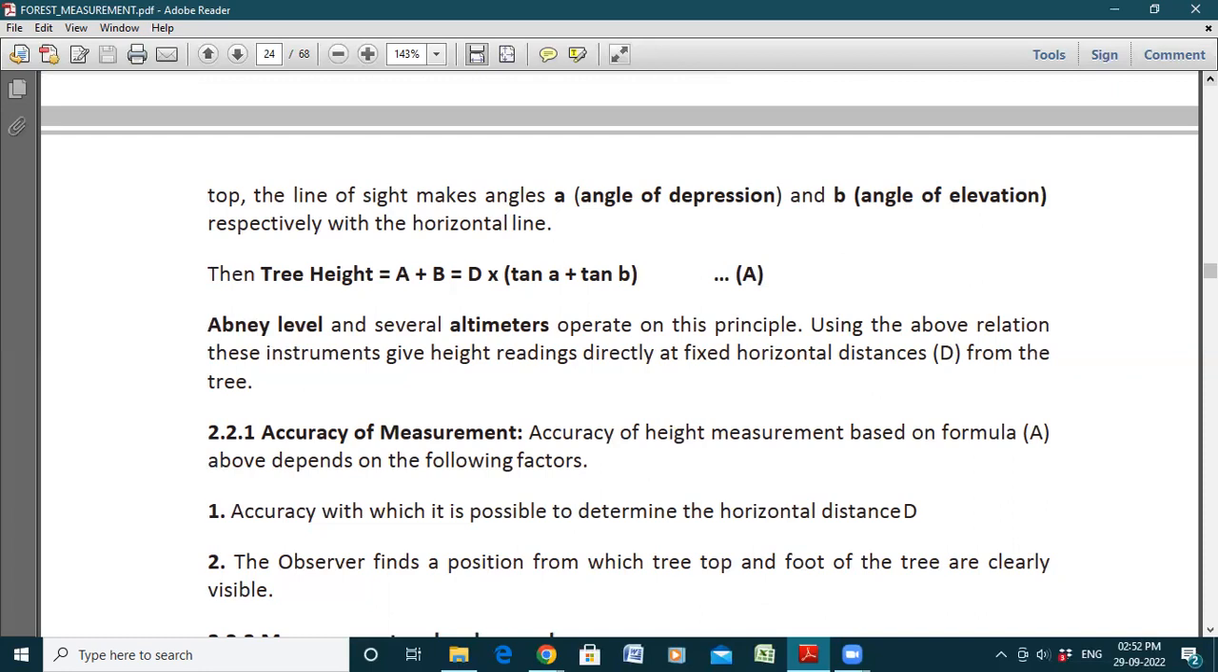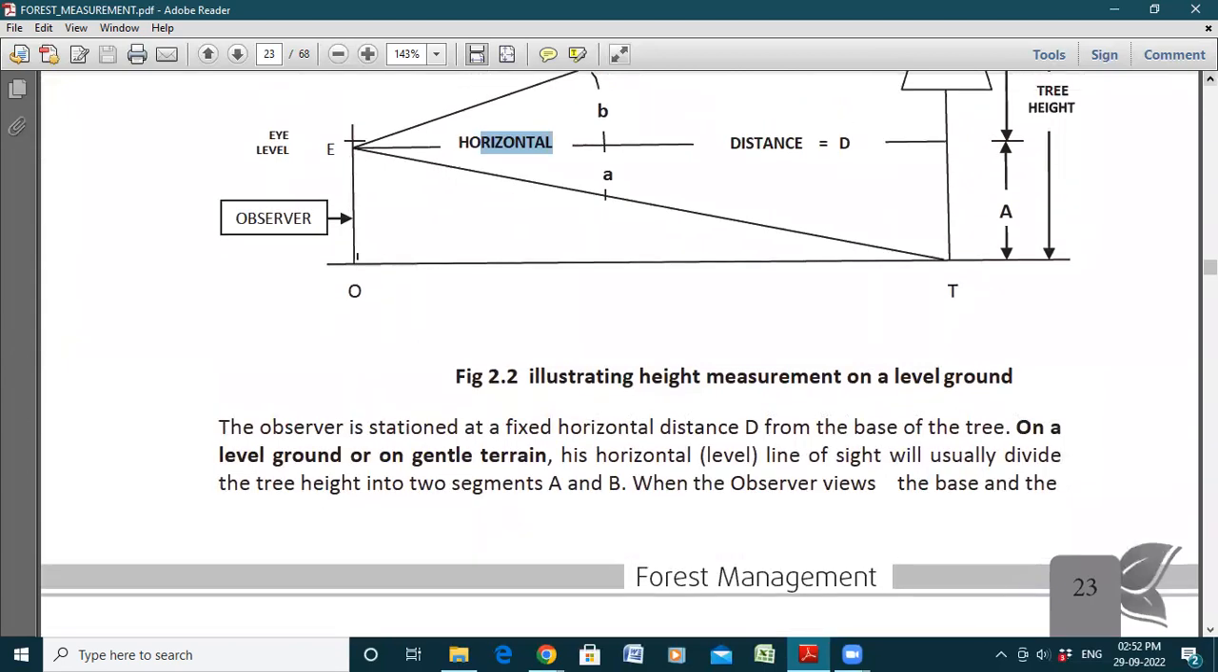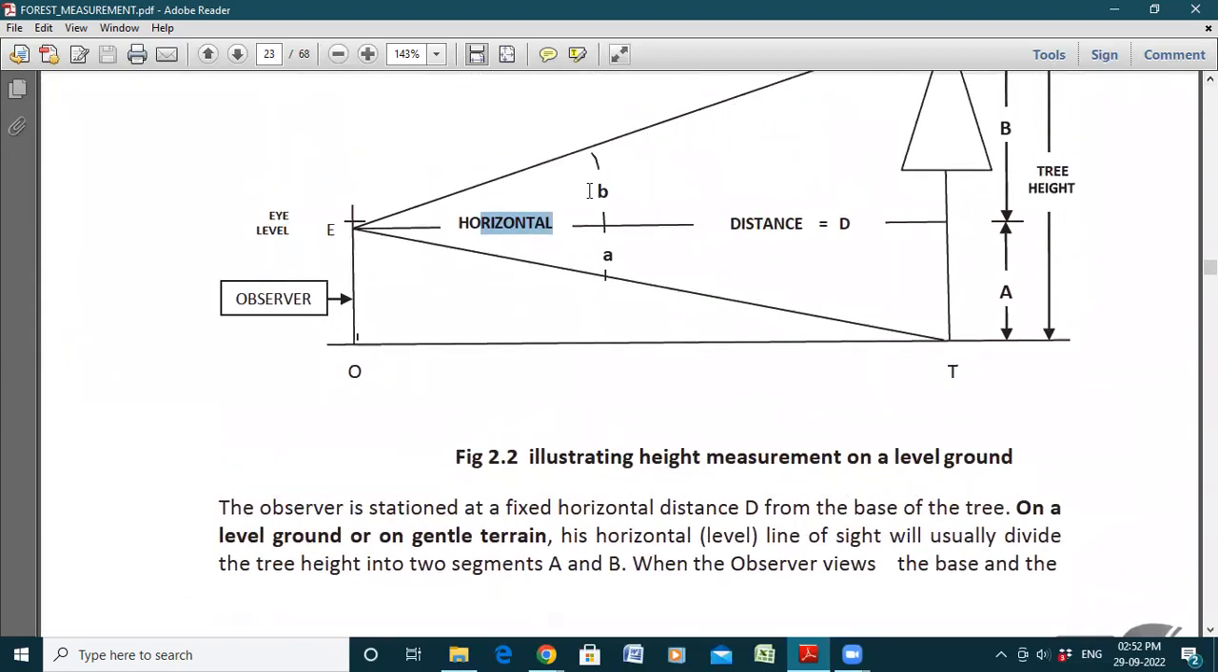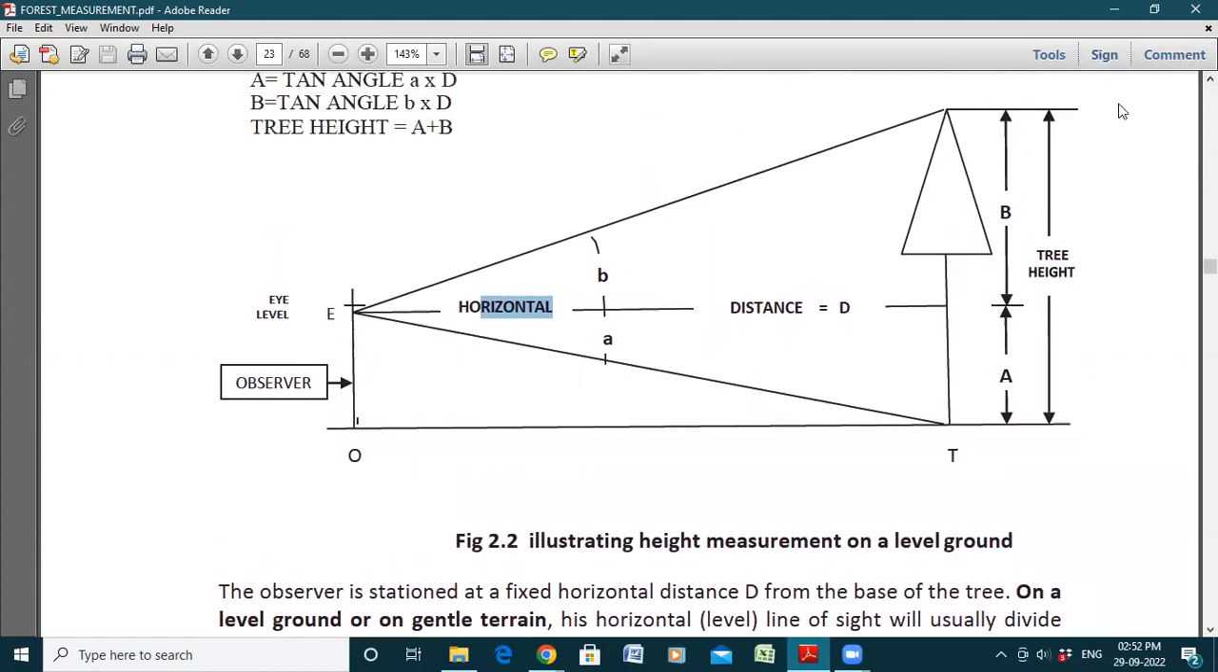Once again, I am showing this in the diagram. The angle of depression is A, the angle of elevation is B, and our total tree height is A plus B. D is the distance from the observer's eye level. So the height we get, A plus B, is equal to D into (tan A plus tan B).